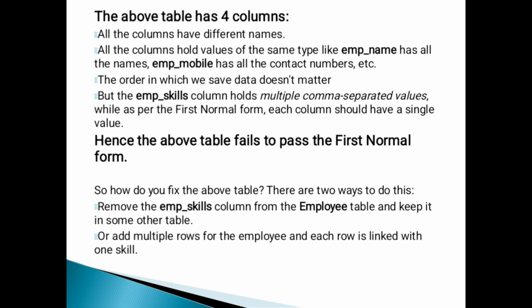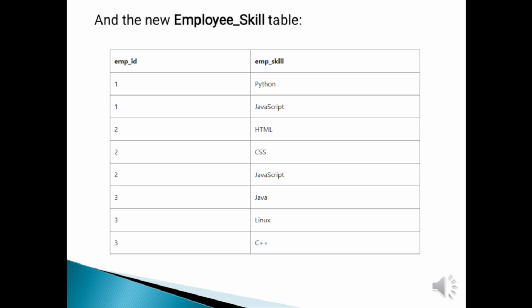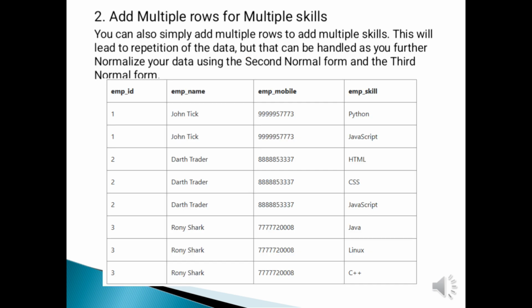So, how do you fix the above table? There are two ways to do this. Remove the employee skills column from the employee table and keep it in some other table. Or add multiple rows for employee and each row is linked with one skill. Create separate tables for employee and employee skills. So the employee table will look like this: employee ID, employee name and employee mobile. And the employee skill table looks like employee ID and employee skill.